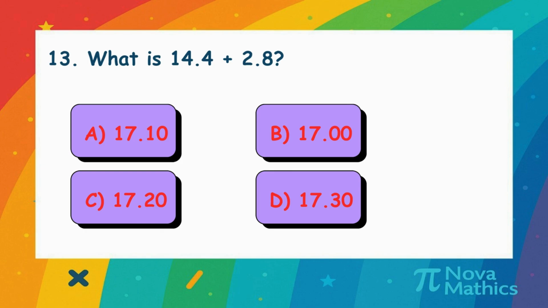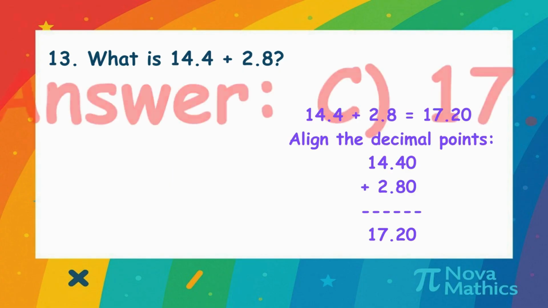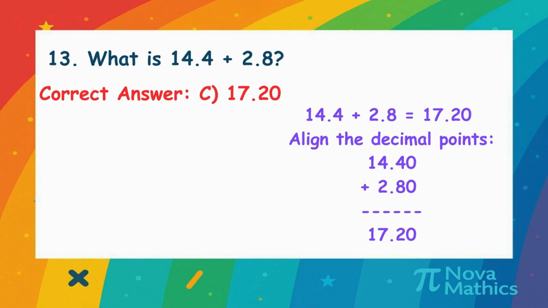13. What is 14.4 plus 2.8? Correct answer is 17.20. First line up the decimal points, then add each digit. You get 17.20.